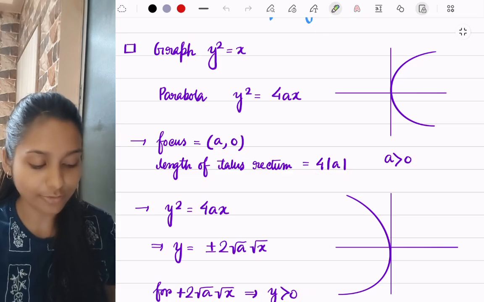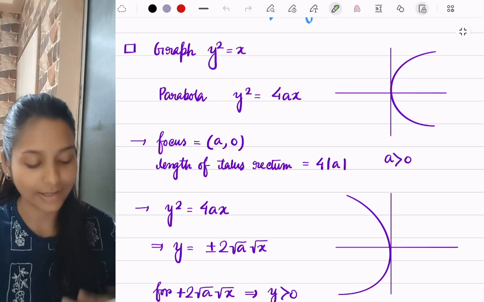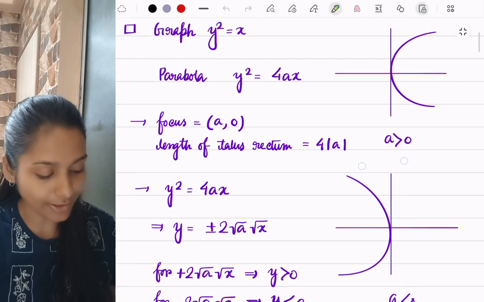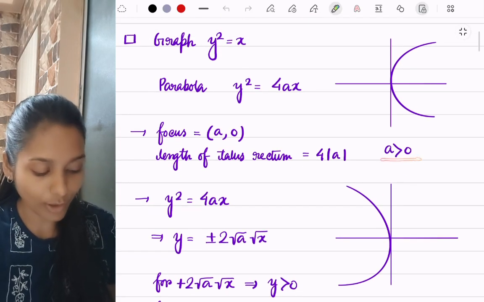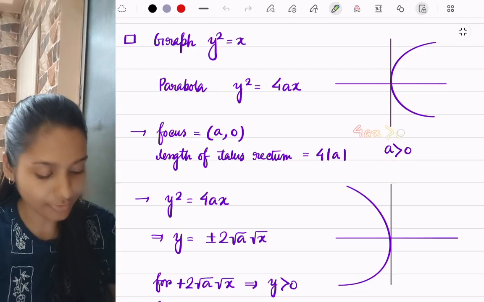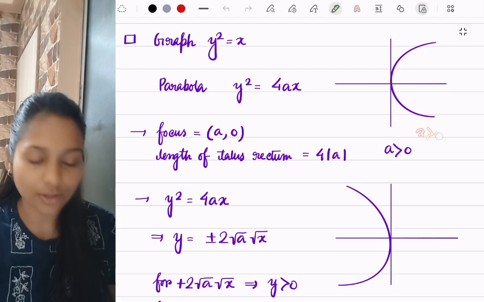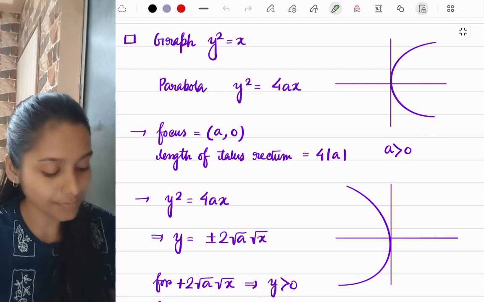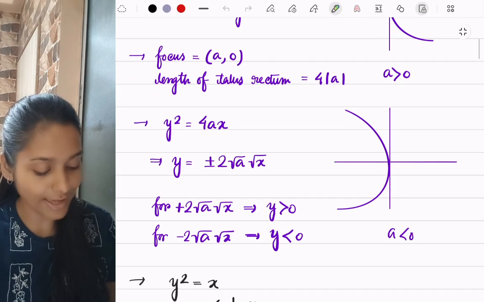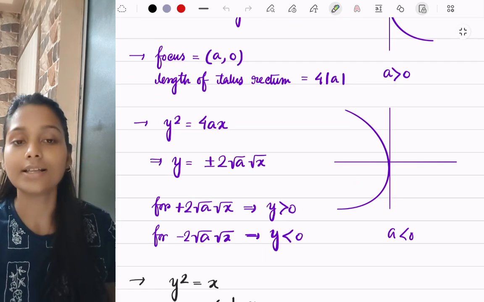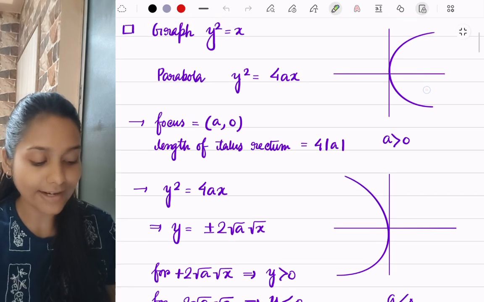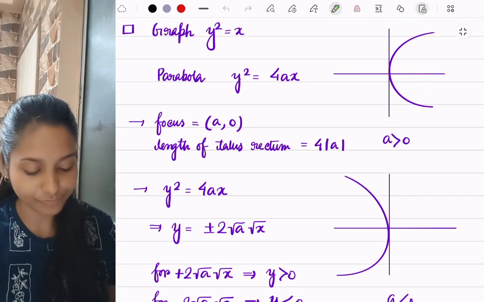If a is positive, then we get one form, and if a is negative, we get another form. For positive a, we have 4ax positive for x greater than 0. So here we have this side of the parabola, and for a less than 0 we have this side. This is the left hand side of the y-axis and this one is the right hand side of the y-axis.